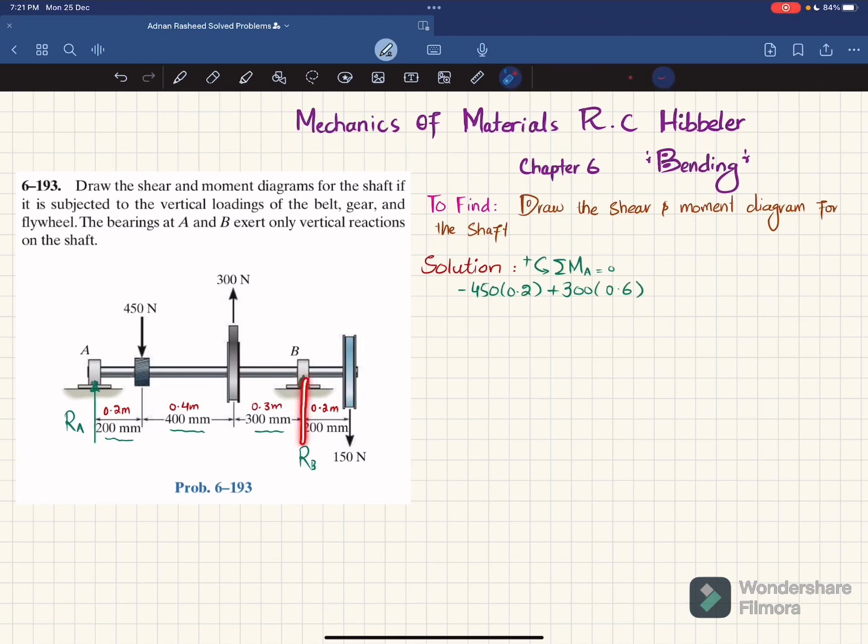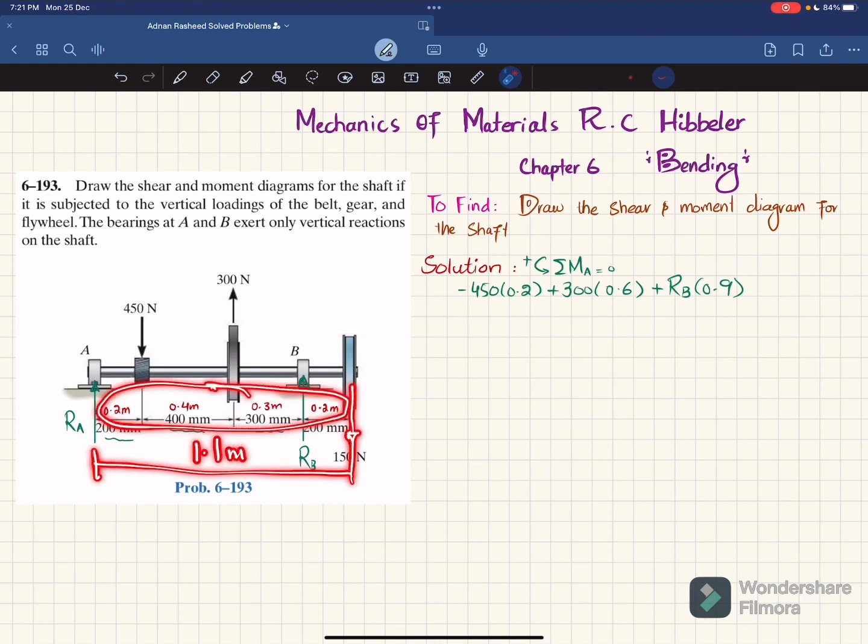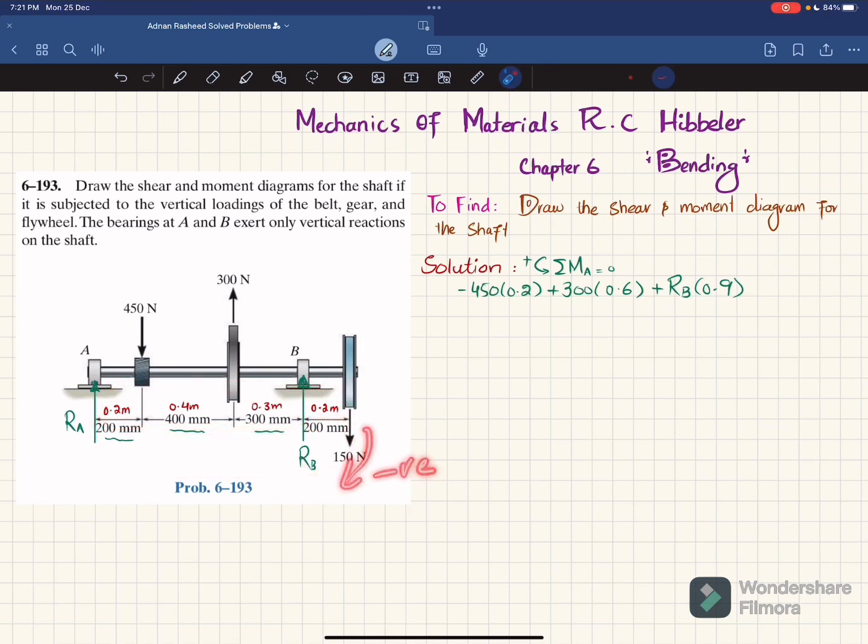The third moment will be due to this RB into the perpendicular distance, which is now 0.9 meter. This is counterclockwise, so it will be positive. So I will write plus RB into 0.9 meter. And the last moment is due to this 150 Newton load and the perpendicular distance is 1.1 meter, because when you add it, it will be 1.1 meter. This is producing clockwise moment, so it will be negative. So I will write minus 150 into 1.1 meter, and this will be equal to 0. When you solve this, you will get RB equal to 83.33 Newton.